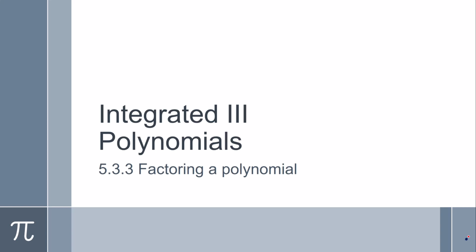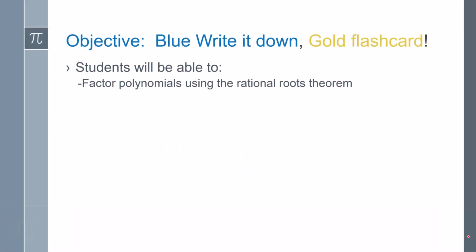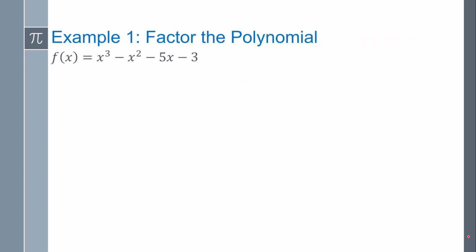This is section 5.3.3. We're going to destroy polynomials by factoring them. So we're going to factor polynomials using the rational roots theorem. So let's factor this polynomial. We're going to take multiple pieces and put it together.